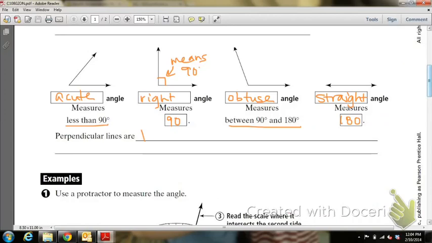And perpendicular lines are just lines that cross at a right angle. Okay, so we're going to show you how to use a protractor in just a minute, so pause the video if you need to fill that in before we move on to the protractor.